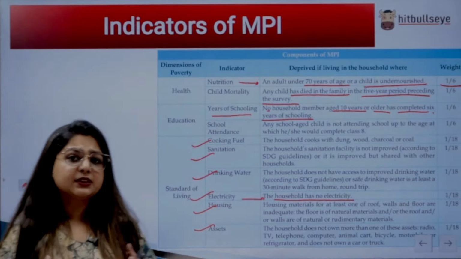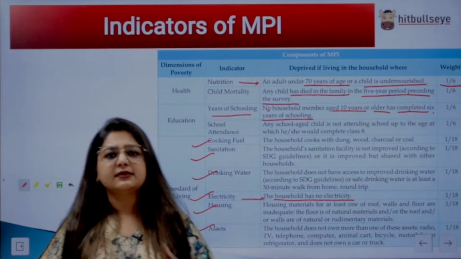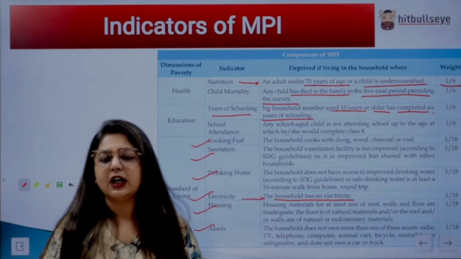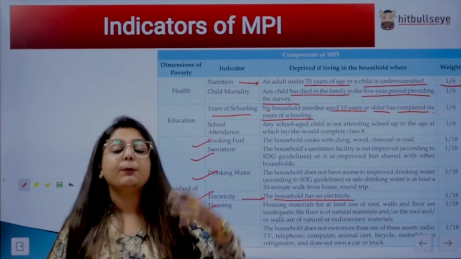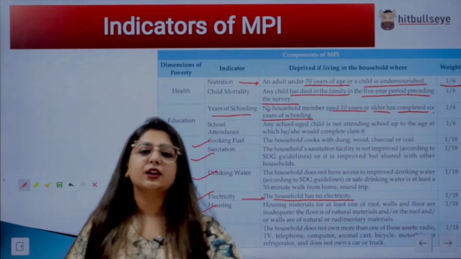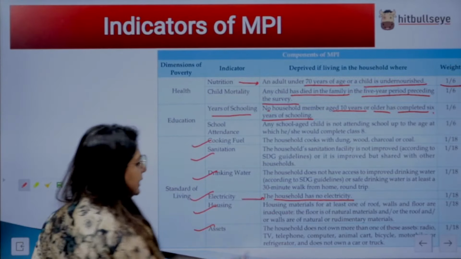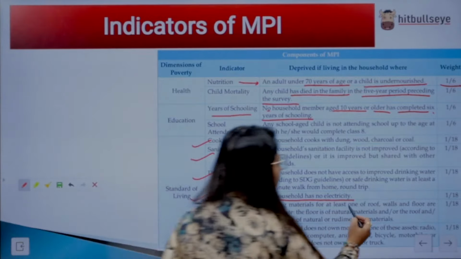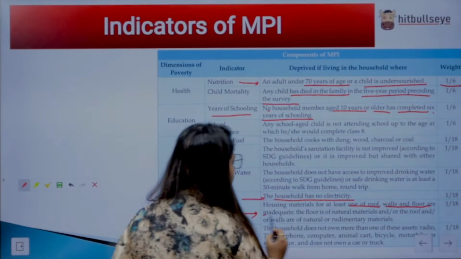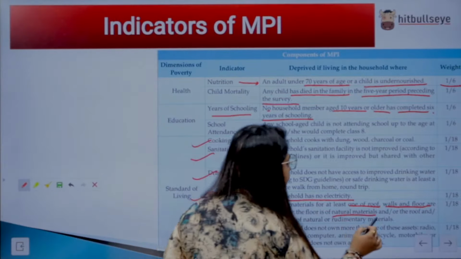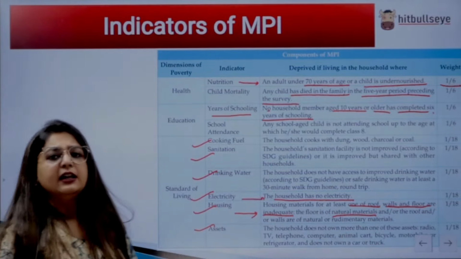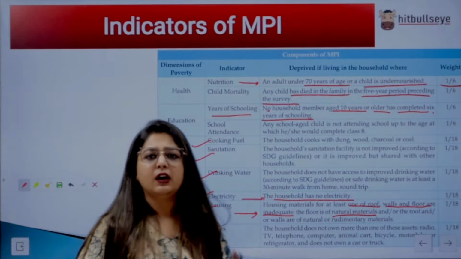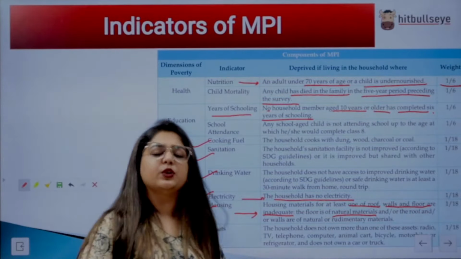Even you must have observed it in the slum areas, because they do not have any meter connection due to their housing conditions, which is again one of the indicators which depicts the standard of living in that particular area, right? Then speaking of the housing material which has been used, if at least one of the roof, walls or floor is inadequate and they are using natural materials, then we consider that the housing conditions are not good.